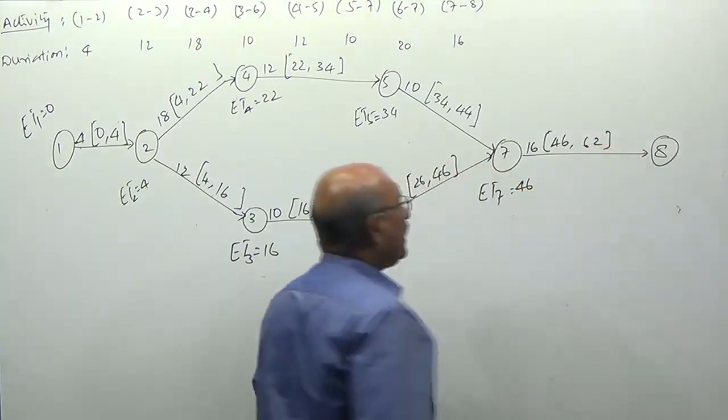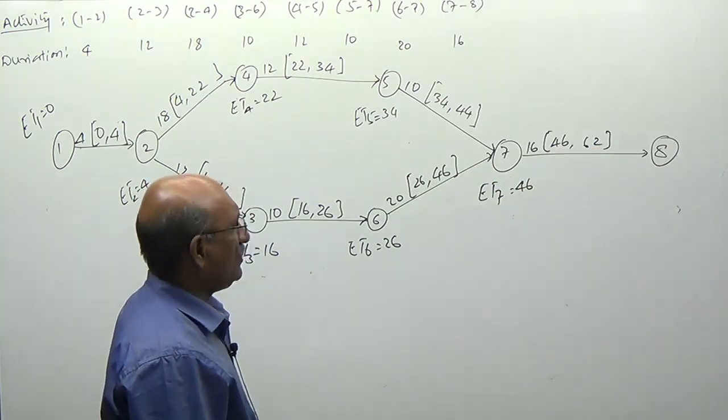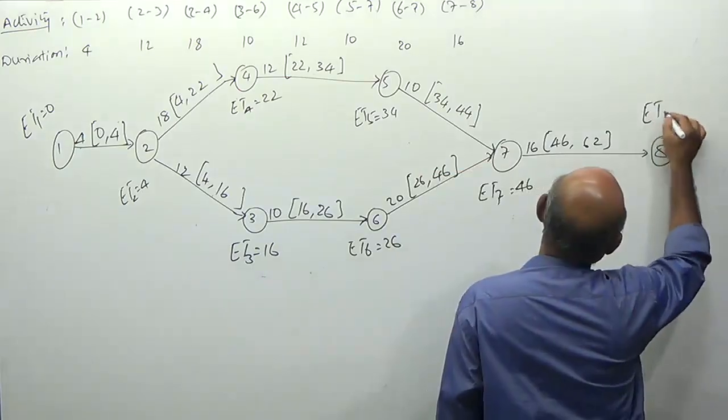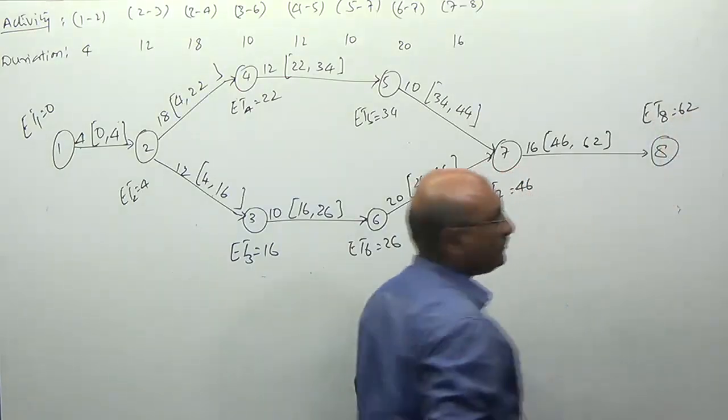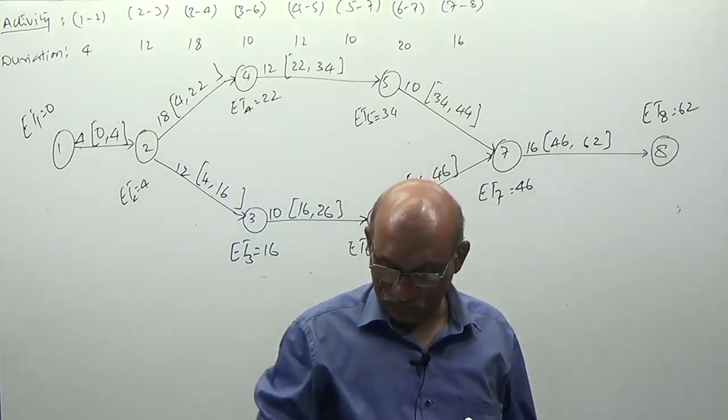62. 6 plus 6, 12. 4 plus 1, 5 plus 1, 6. 66. So earliest time of 8 is equal to 62. Earliest time of 8 is equal to 62.